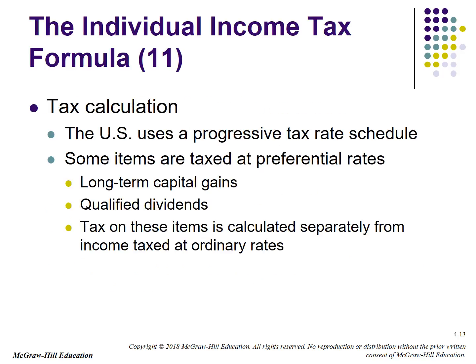So then we calculate our tax. Remember, we use special preferential tax rates on items such as long-term capital gains and qualified dividends. These income items have their taxes computed separately from other income and then added.